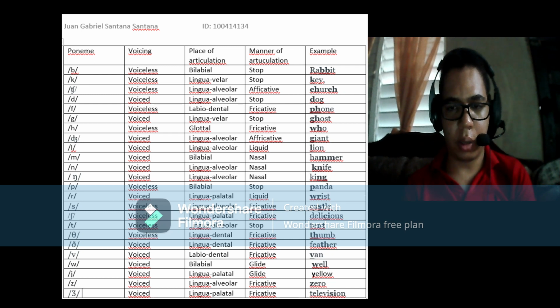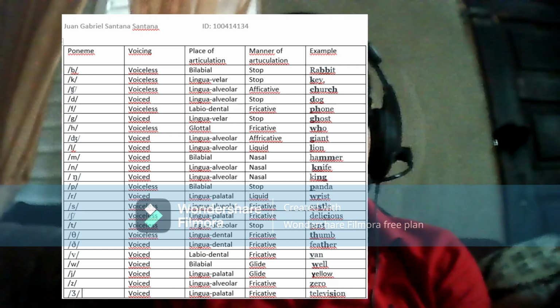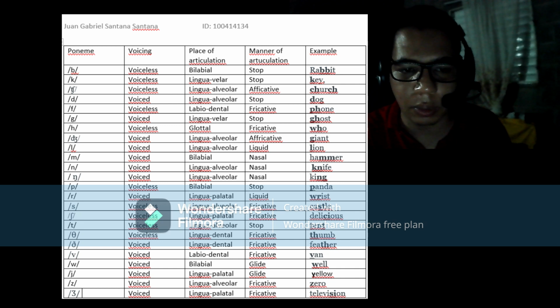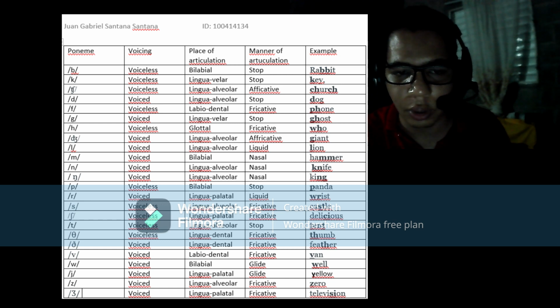We also have d, which is voiced, lingual velar, stop, and the example that we have is dog. We also have a sound which is voiceless, labiodental, fricative, and the example that we have is phone. We also have g, which is voiced, lingual velar, stop, and the example that we have is gust. Alright, we are going to continue with a sound which is voiceless, glottal, fricative, and the example that we have is who.